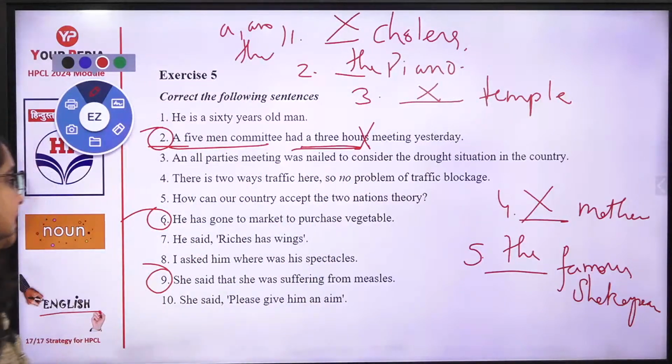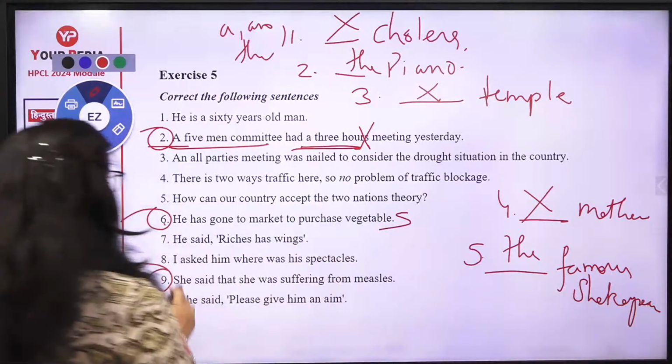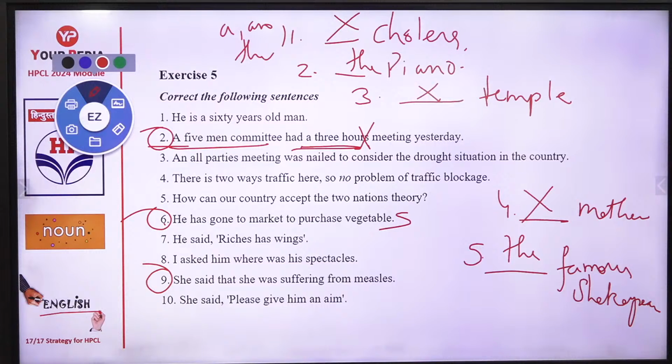Go for 6 months. He has gone to market to purchase vegetable. क्या आएगा? He has gone to market to purchase vegetables. Very good. Go for 9th one. She said that she was suffering from measles.